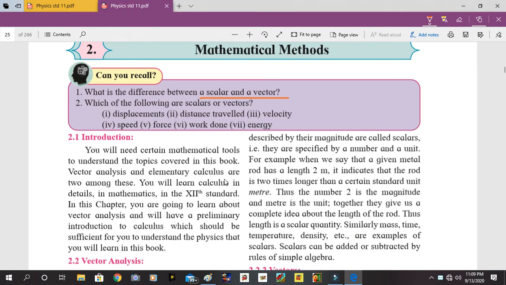Basically everything is given in the same. You will need certain mathematical tools to understand the topics covered in this book. Vector analysis and elementary calculus are two among these. You will learn calculus in detail in mathematics in 12th standard. What is calculus, that we will discuss in some next part. In this chapter you are going to learn about vector analysis and will have a preliminary introduction to calculus, which should be sufficient for you to understand the physics that we are going to learn in this book.